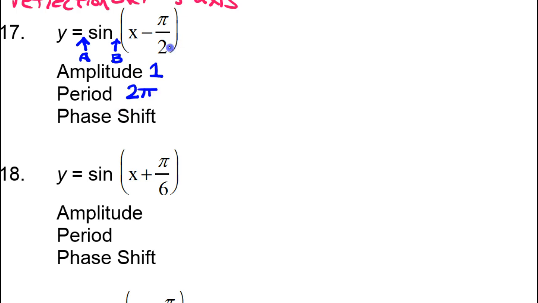Now what we do have right here is the phase shift. The phase shift is a horizontal translation. It's going to be the opposite of what you would normally think. So because I see minus pi over 2, the phase shift is actually going to be to the right pi over 2. All right, so it's going to be pi over 2 to the right, plus pi over 2. It's always the opposite of what you see here.